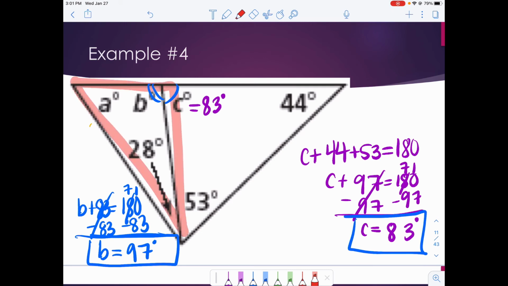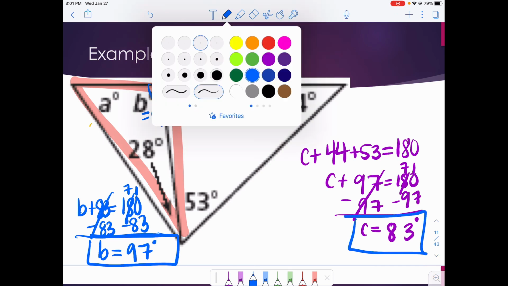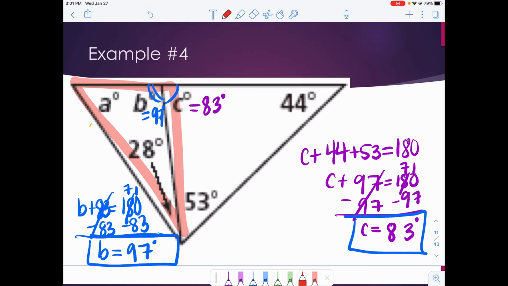And what I forgot to do for you guys when I was doing the problem is put B back on the diagram. So B is 97 degrees, right? So all I'm going to do is use the red triangle. So A plus B plus 28 is equal to 180. I know what B is. I know that B is 97 degrees. So I'm just going to plug that in.